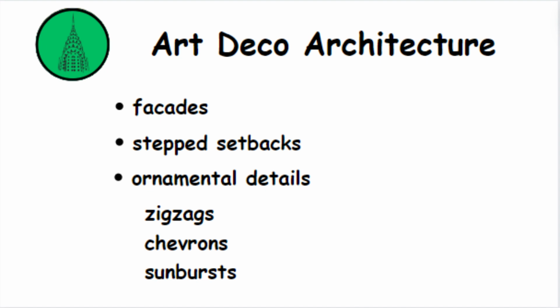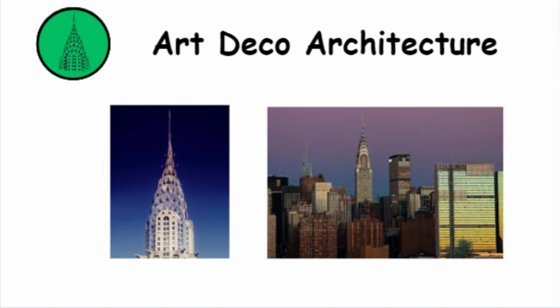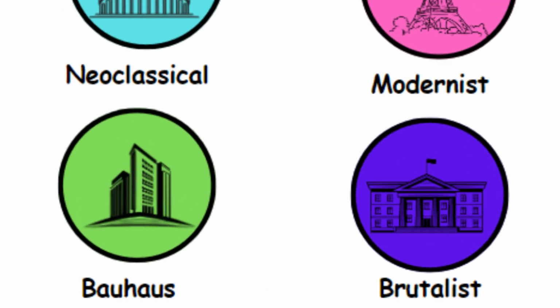This style is commonly associated with luxury and modernity, seen in skyscrapers, hotels, and cinemas of the period. The Chrysler Building in New York City, USA, is an iconic example of Art Deco architecture with its sleek setbacks, decorative spire, and ornamental details inspired by machine-age aesthetics.